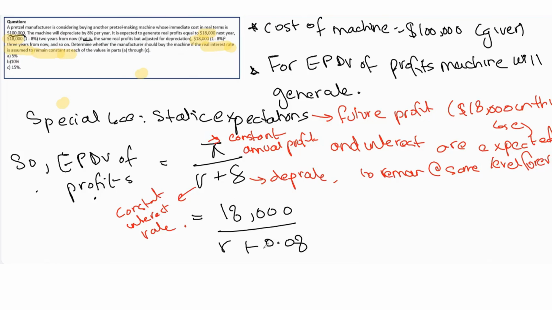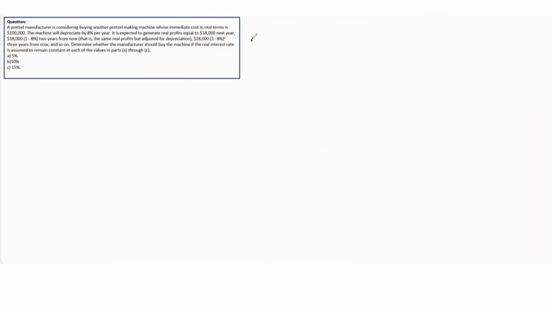Right, so I plugged in the value of the constant annual profit and the depreciation rate because they're the same for all three parts. The interest rate is not, so I haven't plugged that in. We had the cost already given to us as 100,000, but we just found the expected present discounted value of profits for the special case of static expectations. Before we compare them for each of the values of R given to us, just a warning.